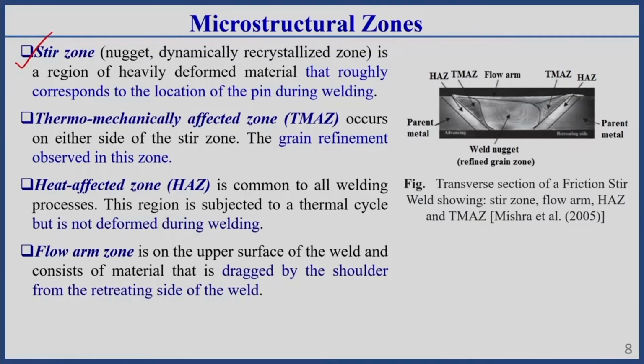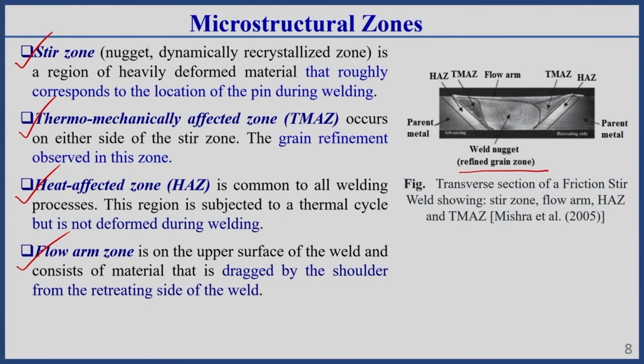In different books there are different categories, but whatever is most popularly known, those categories of microstructural zones I am showing here. We can have 4 different microstructural zones in the friction stir welding process. One is called the stir zone, another is the thermomechanically affected zone, another is the heat affected zone, and another is the flow arm zone. These are the different microstructural zones which I am showing in the right side figure, you can observe.